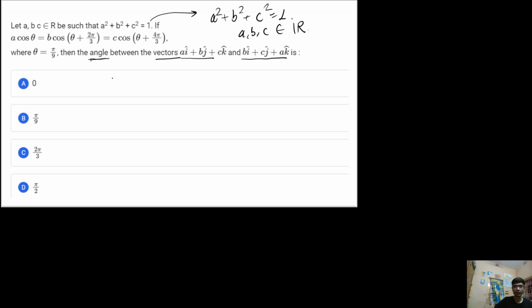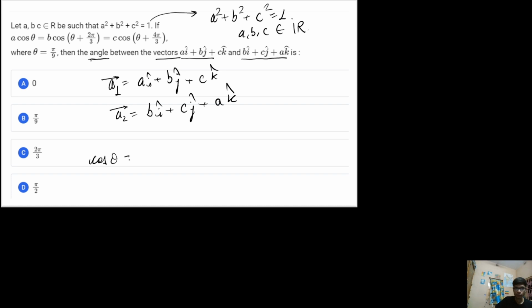Okay, so from here let me say this particular vector as a1 vector as a i cap plus b j cap plus c k cap. Similarly a2 vector, let me say this particular vector as a2 vector as b i cap plus c j cap plus a k cap. So from here if I try to compute the angle between the two vectors, what can I apply? I apply the concept of dot product. So from here I say a1 dot a2 divided by modulus of a1 vector into modulus of a2 vector.